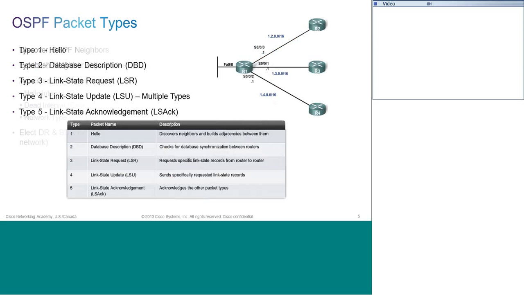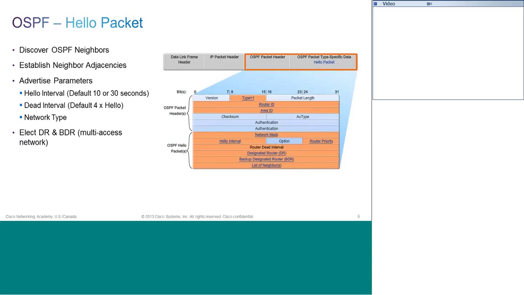Let's look at the hello packet shown in the graphic. The OSPF type 1 packet is the hello packet. Hello packets are used to discover OSPF neighbors and establish neighbor adjacencies, and they advertise parameters on which two routers must agree to become neighbors. Hello packets are also used to elect the designated router and backup designated router on multi-access networks like Ethernet and Frame Relay. Just a reminder, point-to-point links do not require designated routers or backup designated routers.